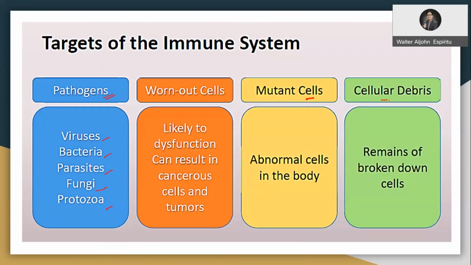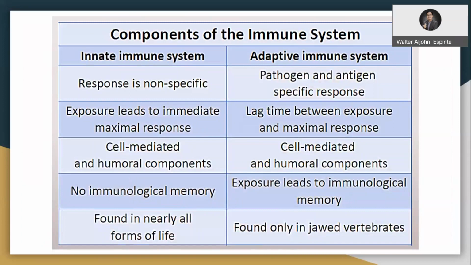And then of course we have the cellular debris. Cellular debris are the remnants or remains of broken down cells that have been eliminated. These cellular debris can be detected by certain cells, and may also cause certain problems in the body. The immune system is actually composed of two different parts.